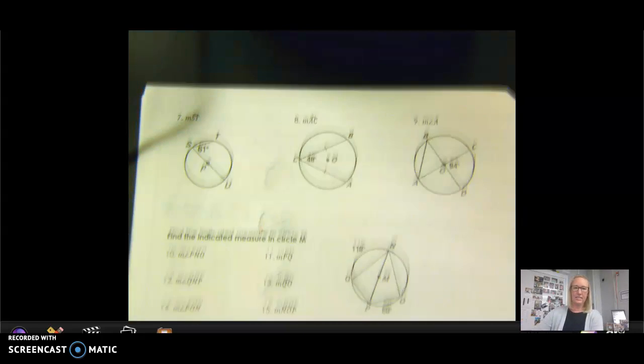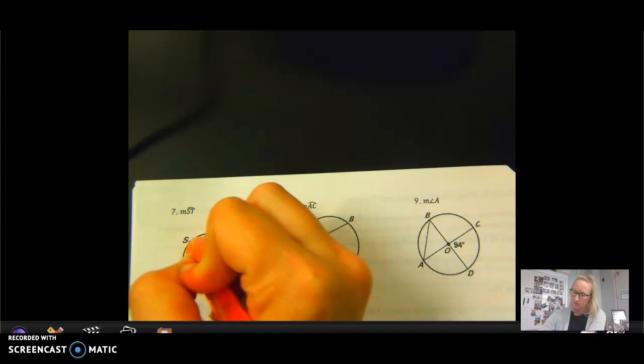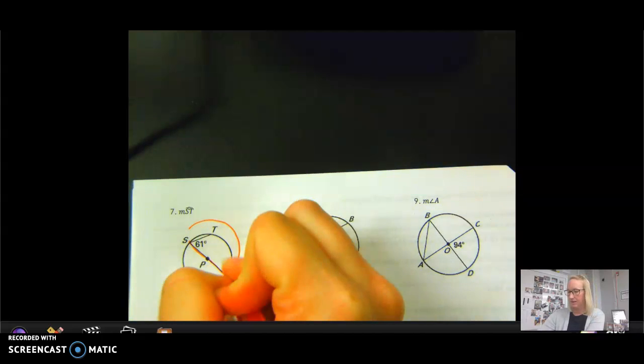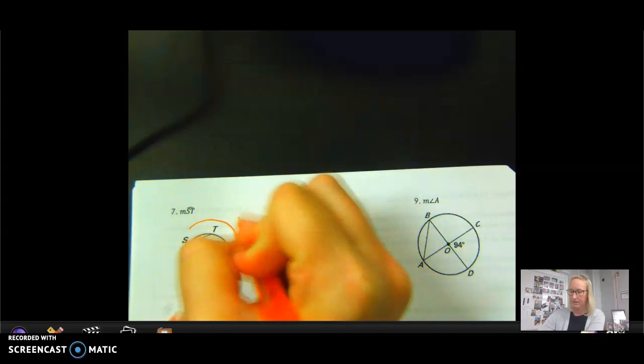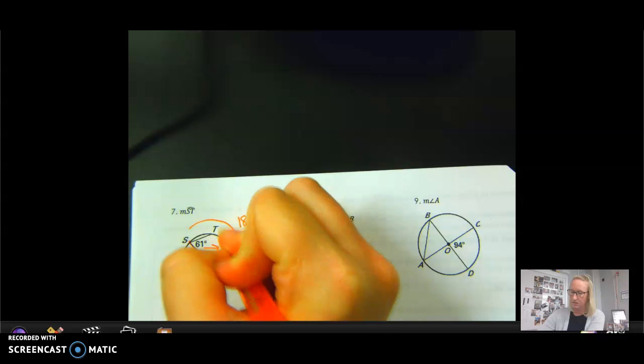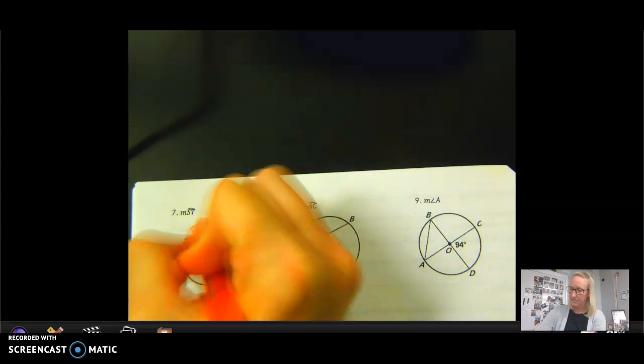Go ahead and try 7 through 9 on your own. So pause me, unpause me when you're done. Okay, so this is a diameter because it goes through the center. That means all the way around from S to U would be 180. I can get T to U because I double 61 to get 122. So now I'm going to take 180 minus 122, and I get that S to T is 58 degrees.